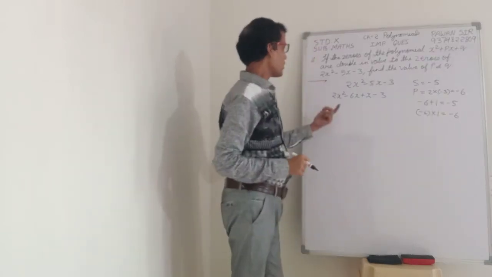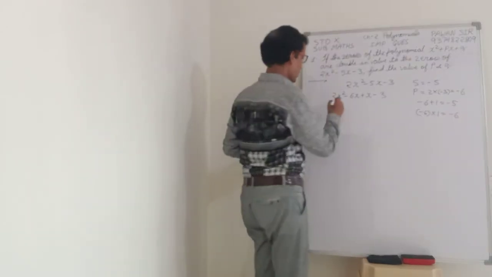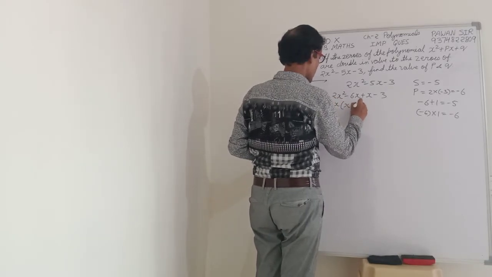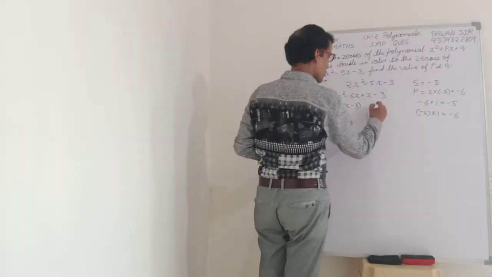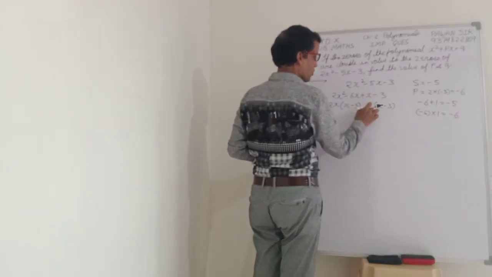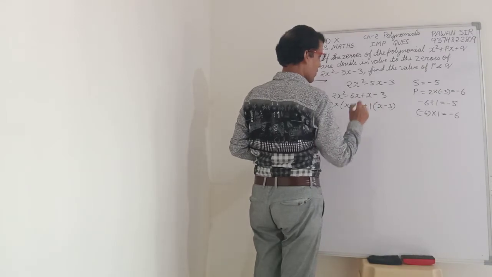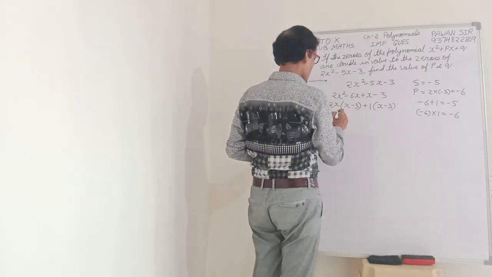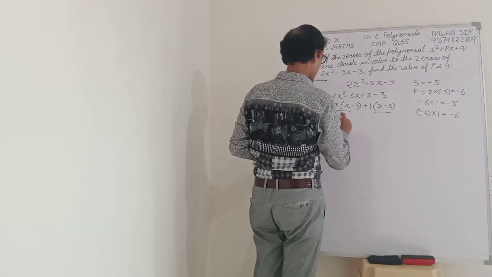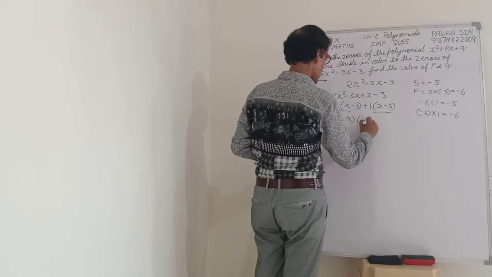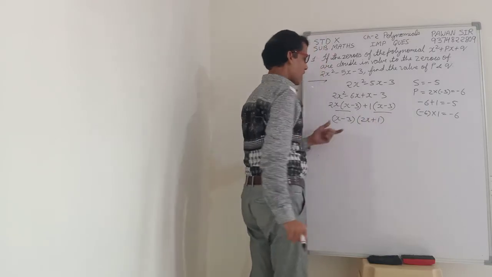Now see what is common in this. 2x is common. The same thing we have to repeat here. Now see what is common in this. The common is 1. Now again, what is common in these two terms? x minus 3 is common. So we are getting this.